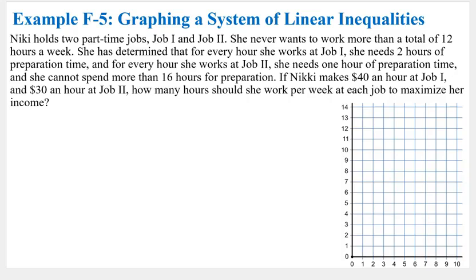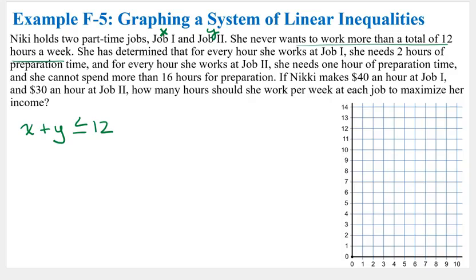So it says she never wants to work more than a total of 12 hours a week. So I'm going to call job 1 X, and I'm going to call job 2 Y. So if I add up the hours from job X plus the hours from job Y, that can never be more than 12 hours. It can be equal to 12 hours, but not any more than that. So those two have to be less than or equal to 12 hours. So that's that first sentence.